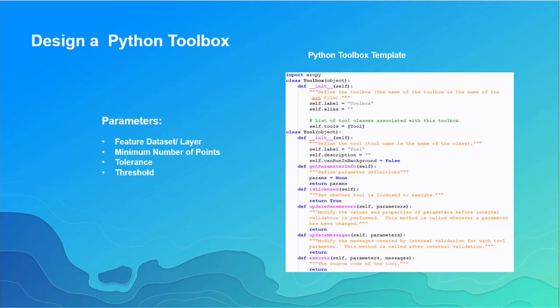You know, this is the Python stuff. I think that many of you have used the Python toolbox. It's implemented in ArcGIS Desktop and also in Pro. I'm not going to go deep into the Python toolbox because it's something that you probably already know how to create. What are the parameters that we're going to use? The feature data set, the minimum number of points, the tolerance, and the threshold.